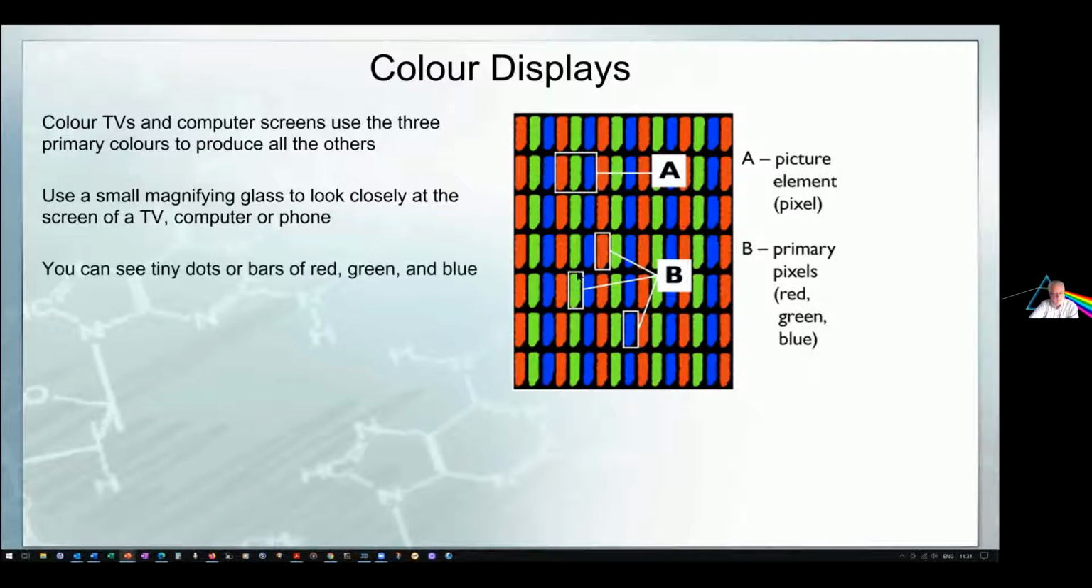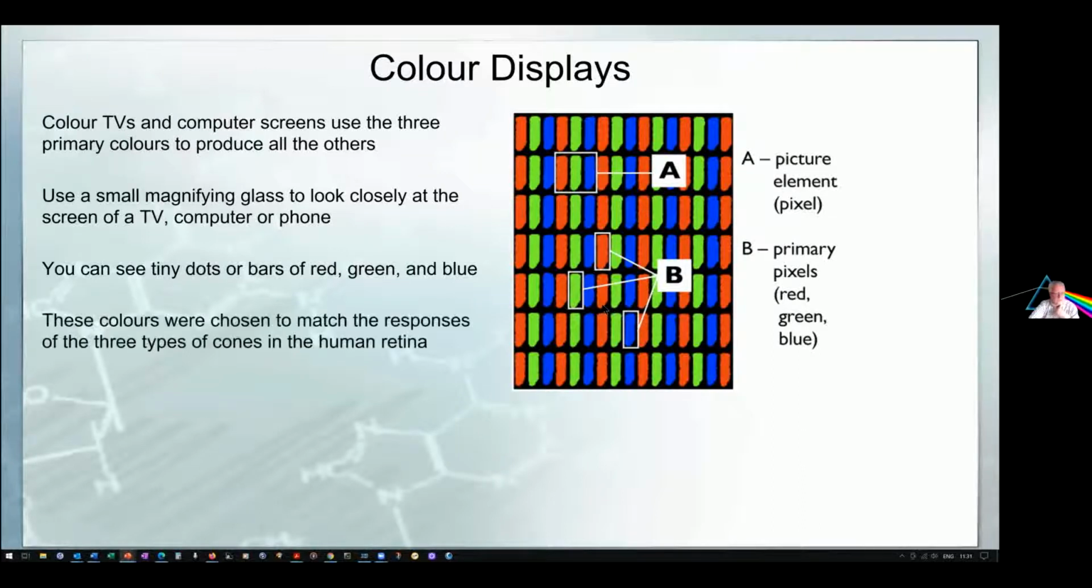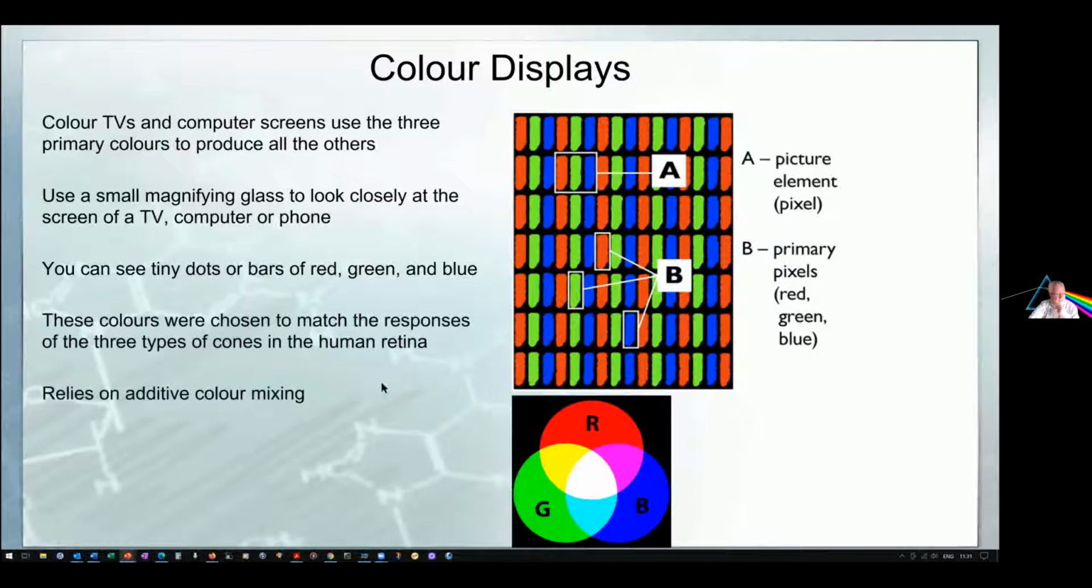And these different pixels are driven electrically, either harder or less hard, to form a whole spectrum of different colors. And of course, they're very, very tiny. And it relies on additive color mixing of light.